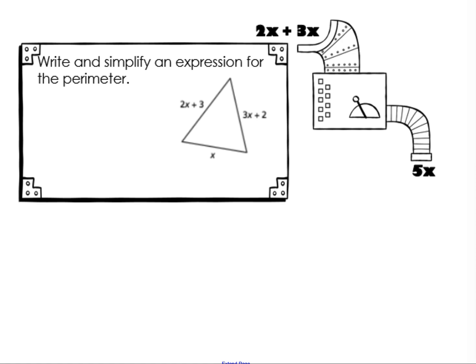Okay, let's look at this next one. Write and simplify an expression for the perimeter. So if you think back to 6th grade when you did perimeter, perimeter means you're adding the sides together. So that's what we're doing. But instead of seeing numbers, which is how you've seen shapes in the past with numbers for the side length, this time we have letters, we have variables. So we're going to write our expression and then we're going to simplify it.